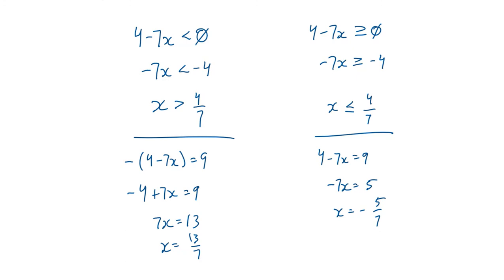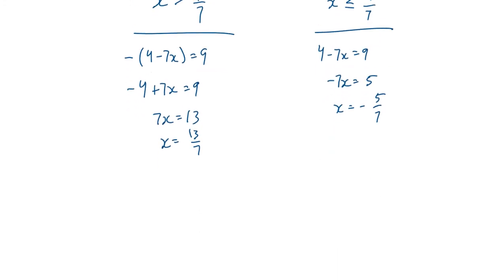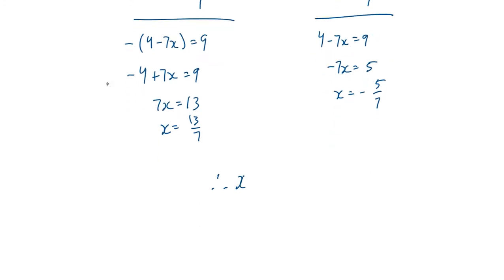Is 13 over 7 greater than 4 over 7? Yep. Is -5 over 7 less than 4 over 7? Well, it's negative, so yes, it's less than. You don't even have to do the fraction math there, right? So we've got 2 solutions again. Any questions?